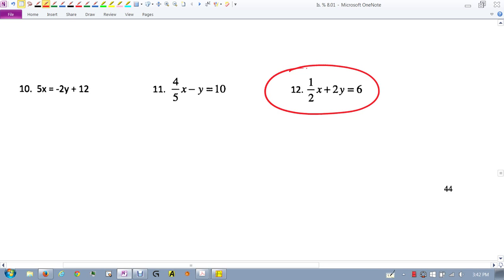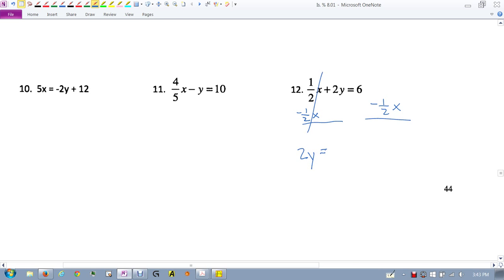On this one, I need to get the y by itself first. So how do we get that 1/2 x out of there? Subtract it. -1/2 x minus 1/2 x over here. On the left side, it goes away, which leaves you with the 2y. On the right side, what am I gonna write down here? -1/2 x plus 6. Good.